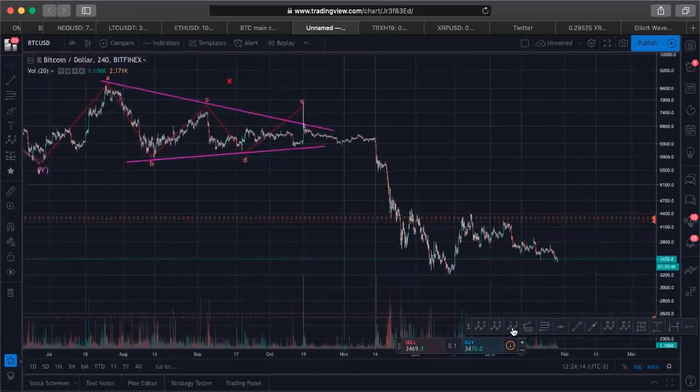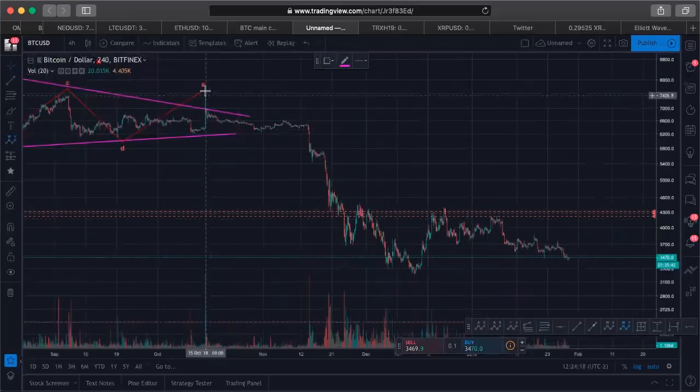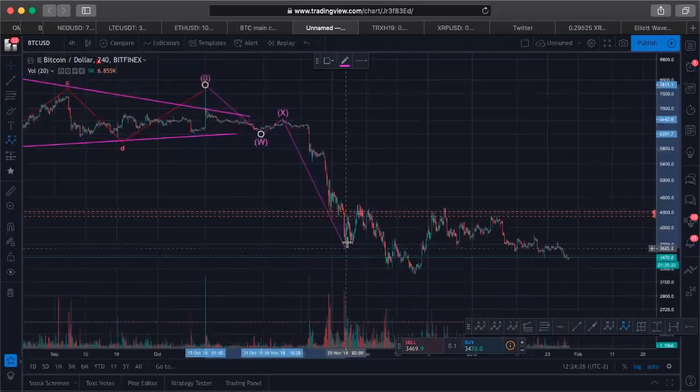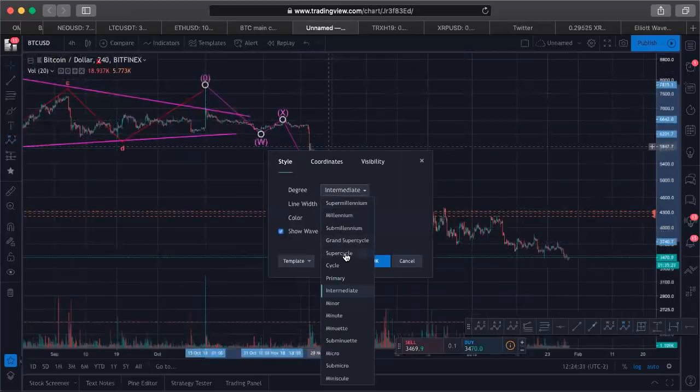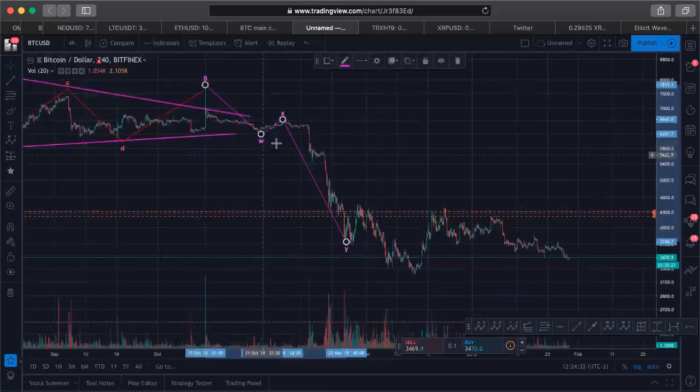So just Elliott wave wise at the moment, we most likely have 1, 2, 3 waves. So that's a little W, X, and a Y down here. Let me just change that down.